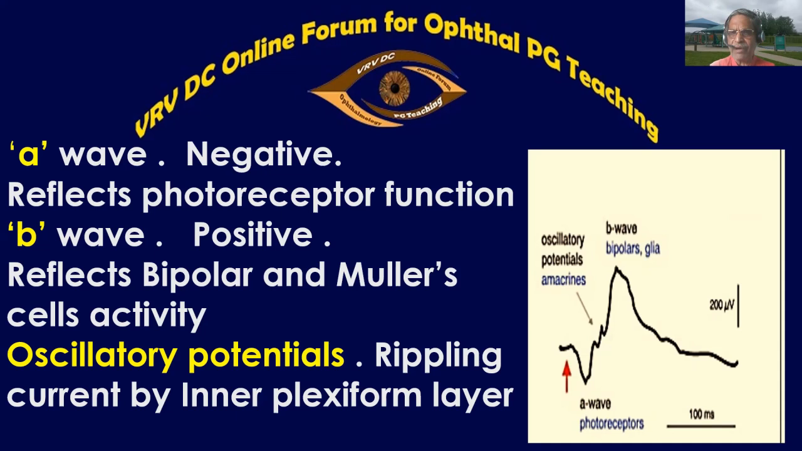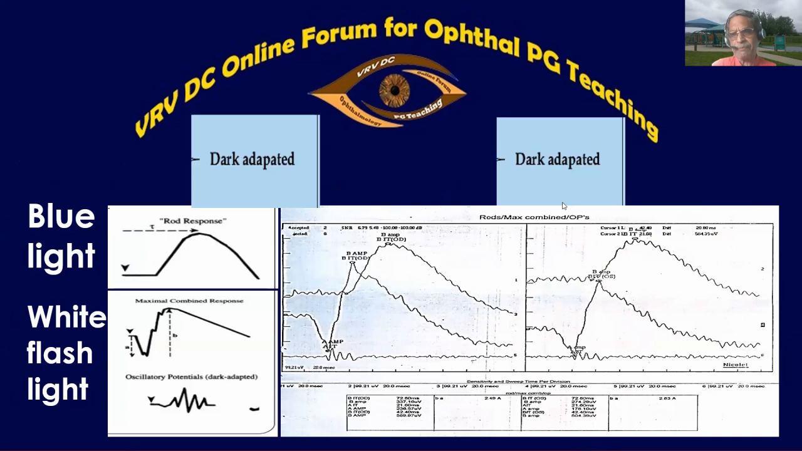Now again, I will explain here. This is called the dark adapted eye. We keep the patient in the dark, pupils dilated, with the electrodes all in position. See now, the blue light is falling. This is the blue light response. That means the rod response is the curve.